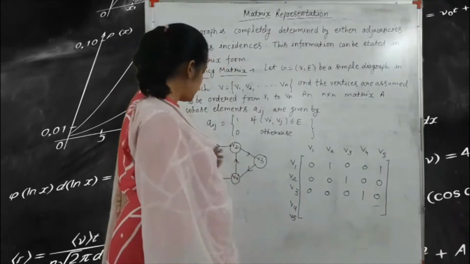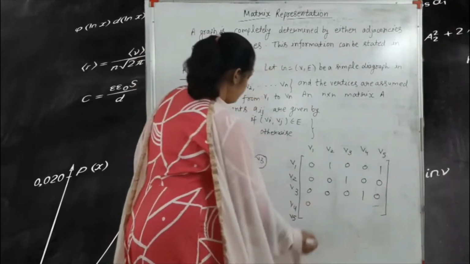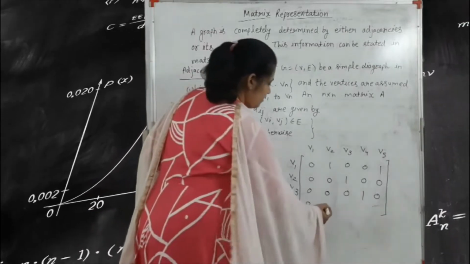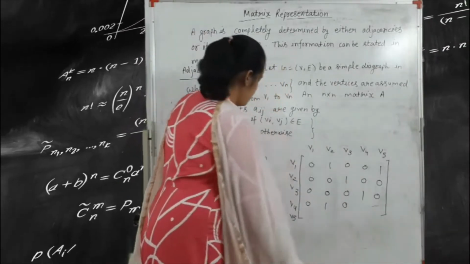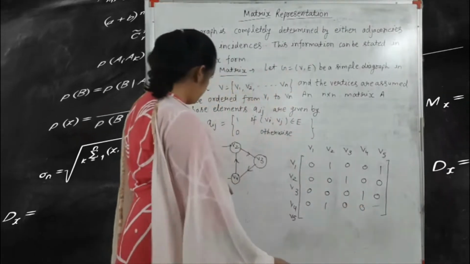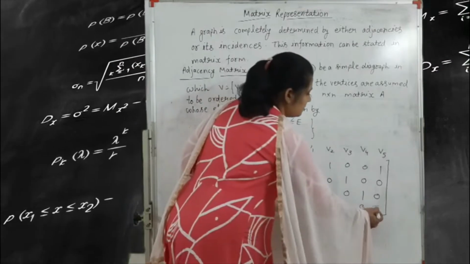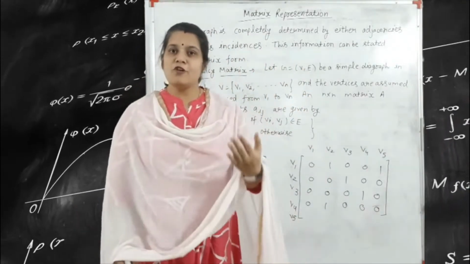Next is V4. V4 to V1, 0. V4 to V2, 1. V4 to V3, 0. V4 to V4, obviously 0. And V4 to V5, again 0, because here the direction is V5 to V4.